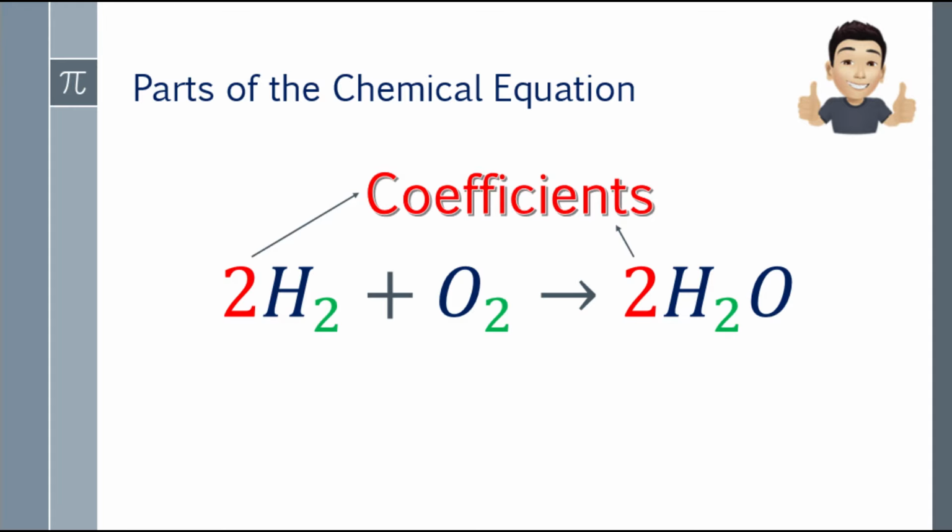Alright, next one, we have the coefficients. Coefficients, ito yung number of molecules. So, mapapansin mo dun sa reactant side, we have 2. So, that means 2 molecules ng H2 or hydrogen gas. Pag wala siyang coefficient, understood yun na 1 lang, 1 molecule lang. For example, dun sa O2, walang coefficient, so that means 1 molecule of oxygen gas. And lastly, dun sa product side, 2H2O. So that means 2 molecule ng water.